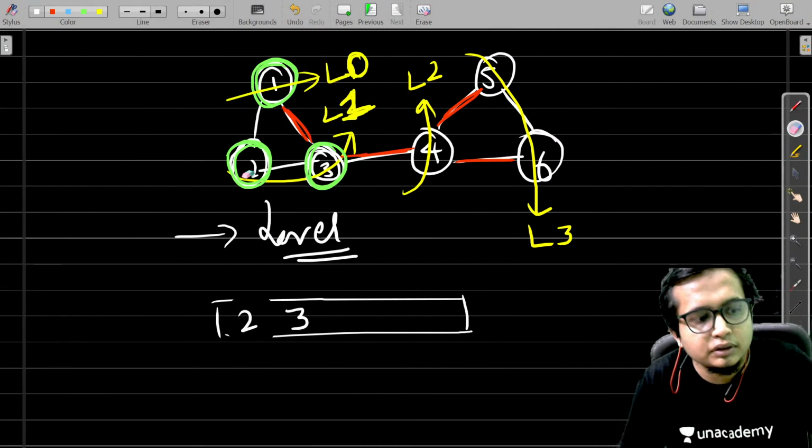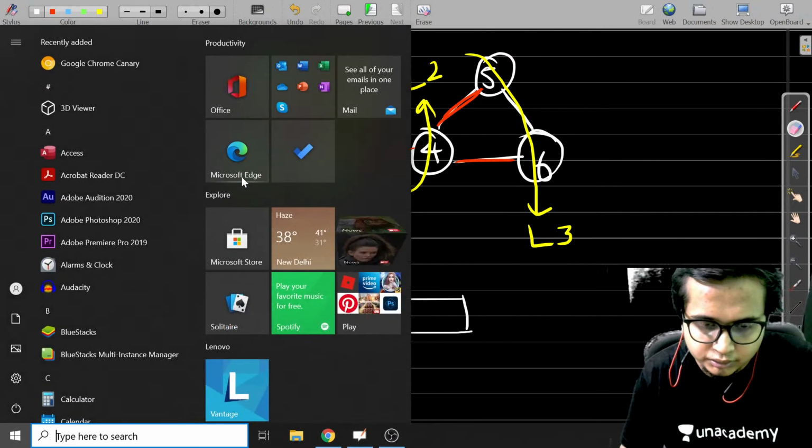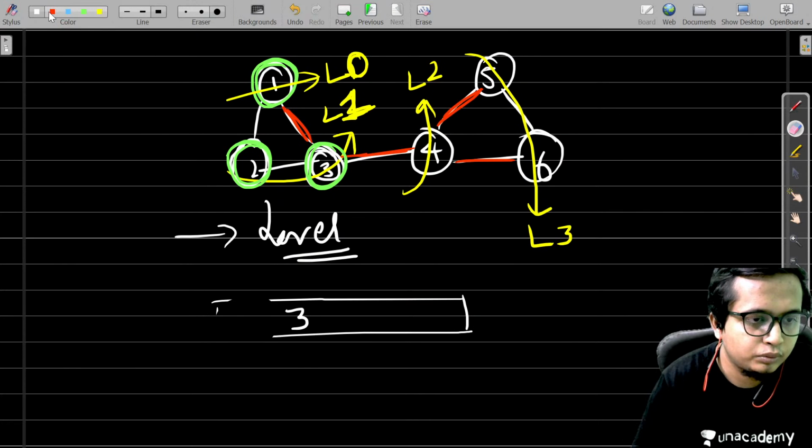Okay. So I think... Okay. So I did not switch on my chart. Yeah. Okay. Good.